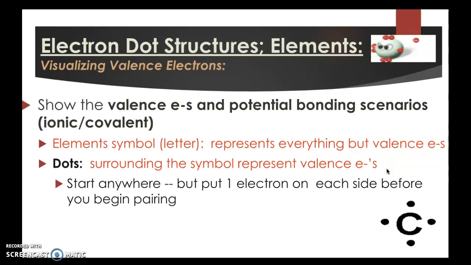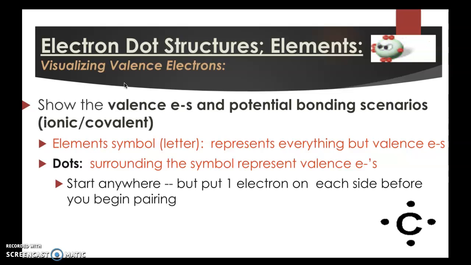You also want to write all this information down. This is the new content for this section, on electron dot structures. You want to be able to write electron dot structures for elements, and this allows us to visualize valence electrons, and we'll use this a lot in these next couple chapters.